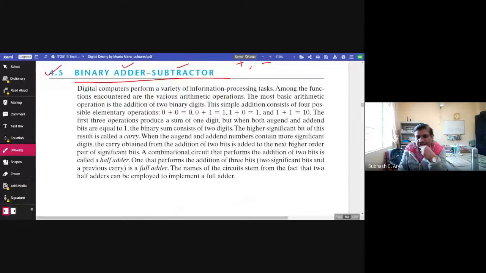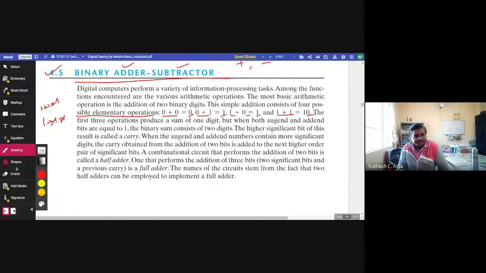These are the arithmetic additions: 0 plus 0 will be 0, 0 plus 1 will be 1, 1 plus 0 will be 1, and 1 plus 1 will be 2. This is the algebraic addition. Earlier, in logic, 1 plus 1 will be 1 only. Please don't be confused that sometimes I'm telling 1 plus 1 is equal to 1, and sometimes 1 plus 1 is equal to 10. If we go for logic manipulation, 1 plus 1 is equal to 1 only, and if we go for algebraic manipulation, then 1 plus 1 is equal to 2, that is 1 0. Is it clear?